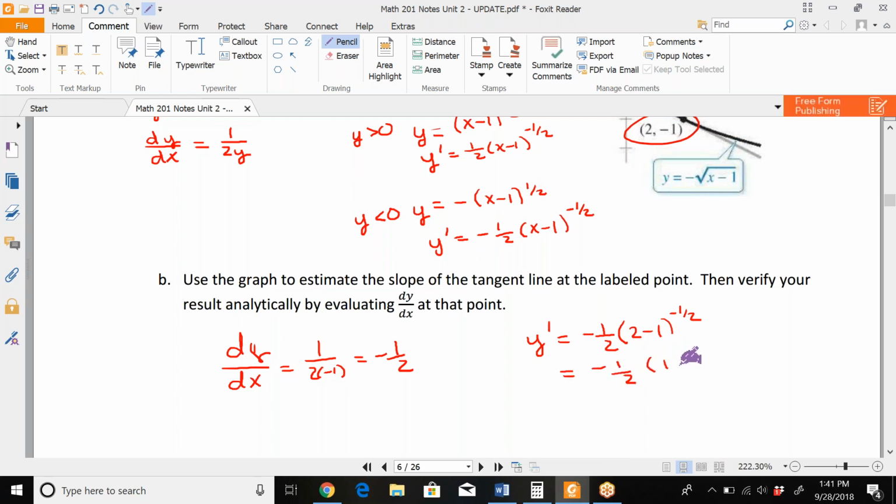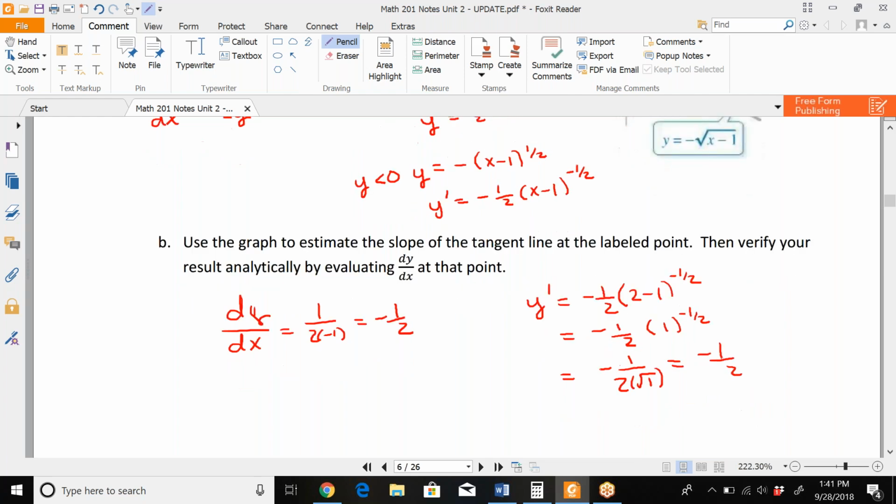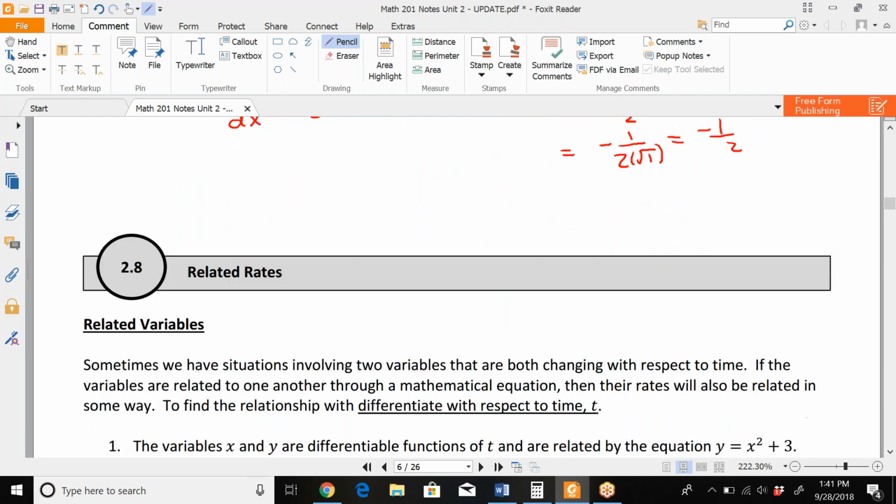And that's a 1 to a negative 1/2 power. So that means we need to move that to the bottom. So negative 1 over 2 times the square root of 1, because once it moves to the bottom, it would be a positive radical. So that's just going to be negative 1/2 again. So you do still get the same slope. So that's all we were trying to verify here, is that this process can work both ways to get your slope of your tangent line.